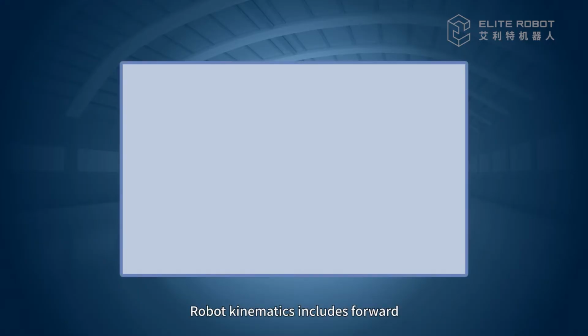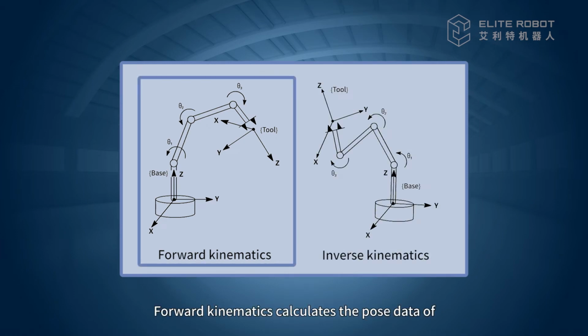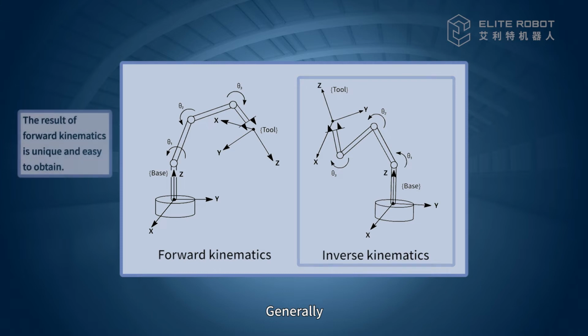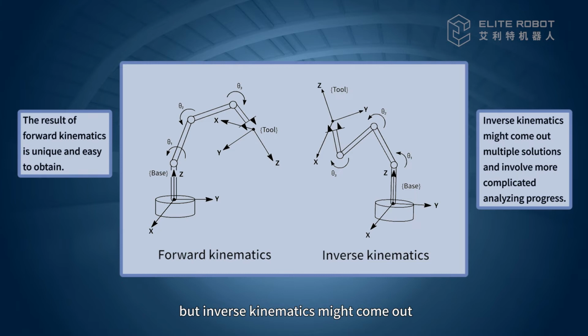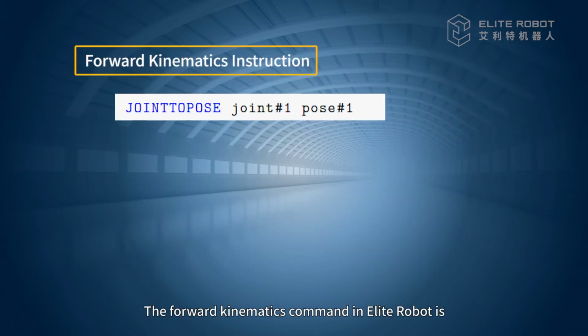Robot kinematics include forward kinematics and inverse kinematics. Forward kinematics calculates the pose data of the robot from the joints. Inverse kinematics uses robot pose data to determine variables for all the joints. Generally, the result of forward kinematics is unique and easy to obtain, but inverse kinematics might develop multiple solutions and require more complicated analysis. The forward kinematics command in Elite Robot is joint to pose.